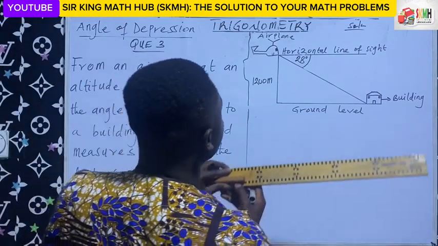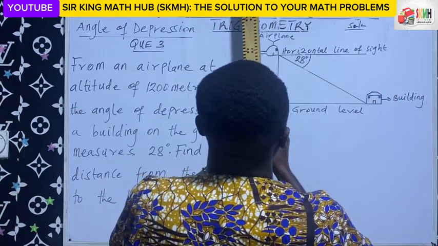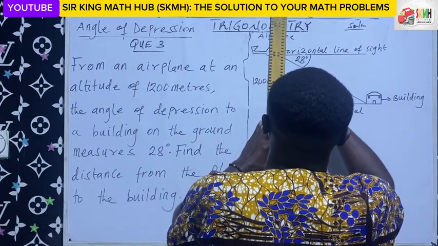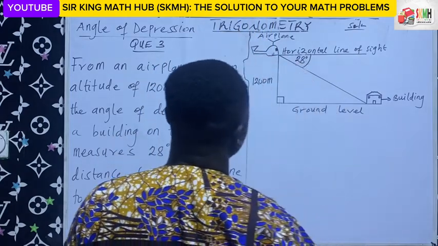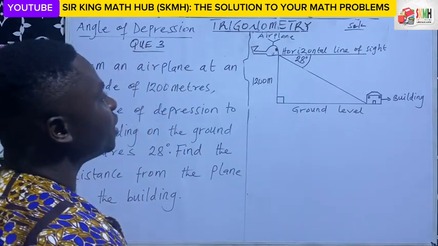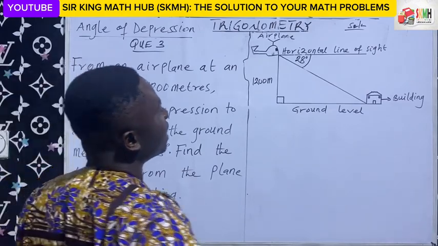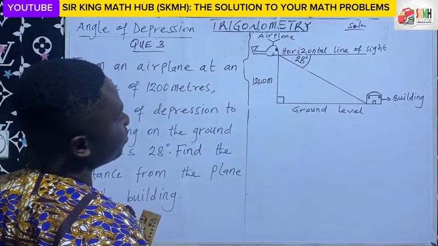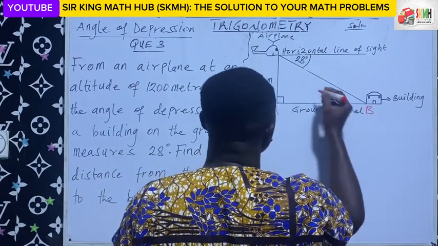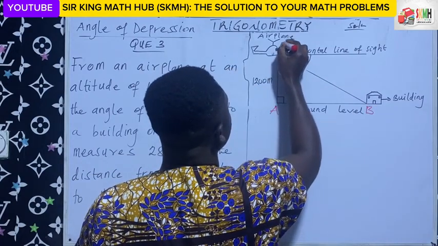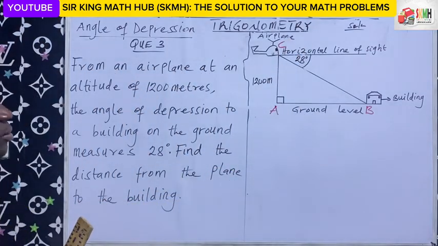Don't forget that the line representing the altitude of the airplane will meet the ground level at an angle of 90 degrees. So we can name our right angle triangle. As you can see, we have our right angle triangle here. So I'm naming it as triangle A, B, and then C. So that is our right angle triangle.